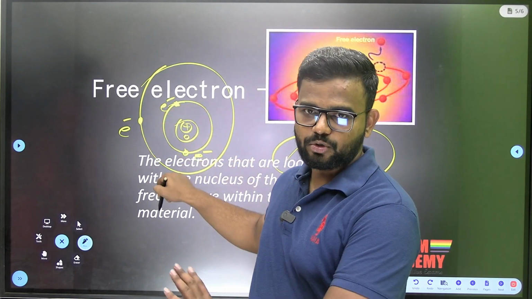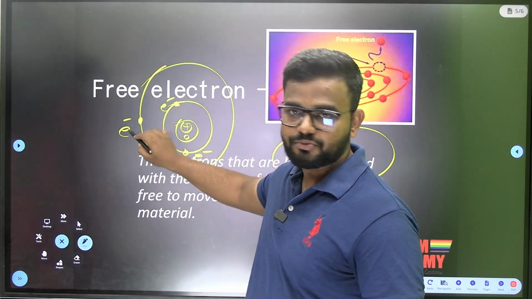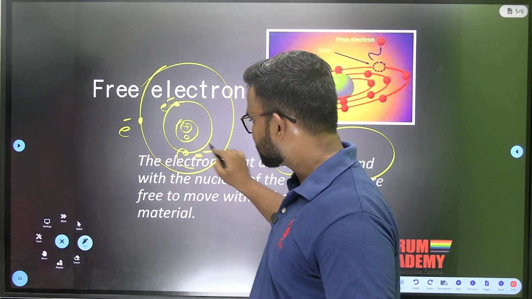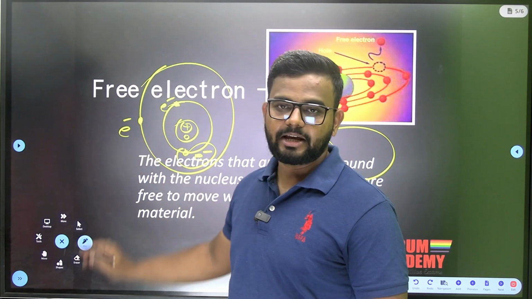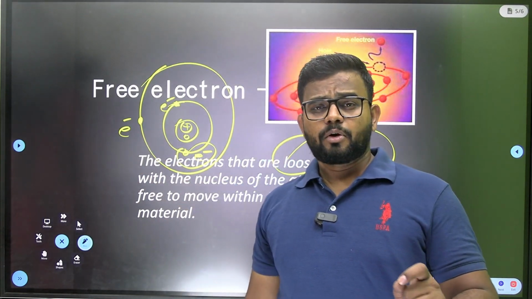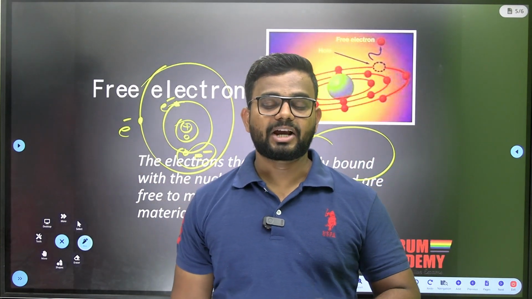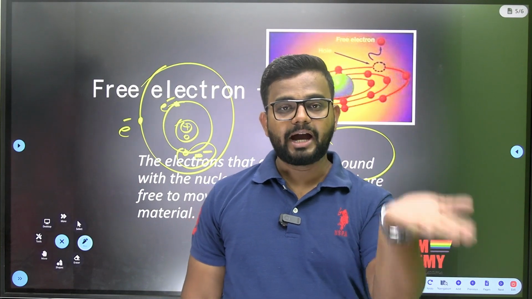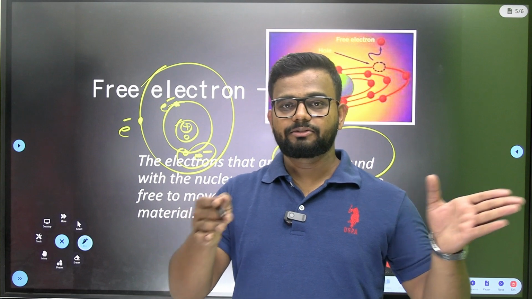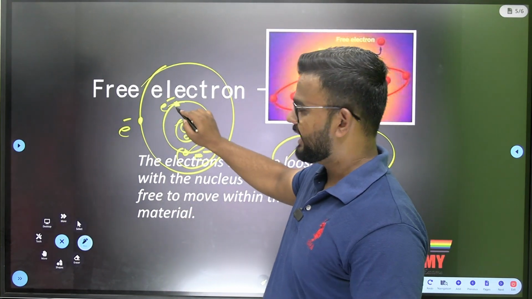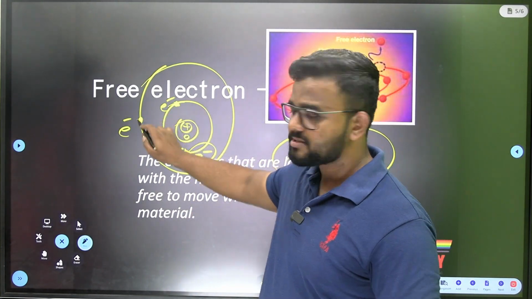Consider the first electron and this one. Actually there are three electrons, but I'm calling this the first and this one the second. We are not considering the third electron. Just focus on these two electrons. What do you think? For which electron is the force of attraction higher in magnitude, first or second? Yes, you're right. The force of attraction in the first case is high in comparison to the second case.